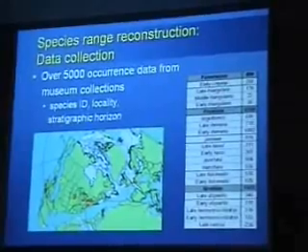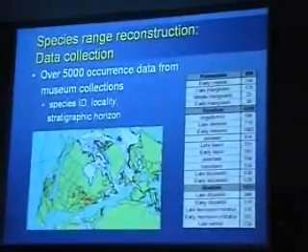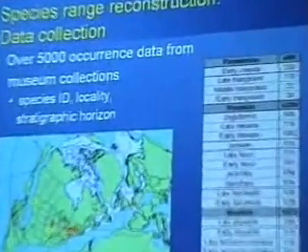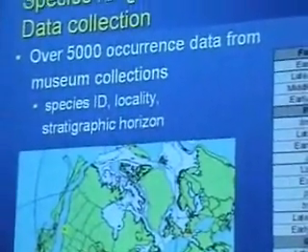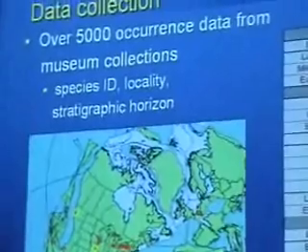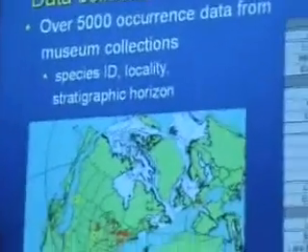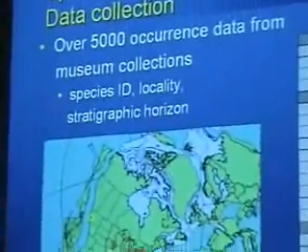From those collections, you can get a couple things: species ID, the location, and the stratigraphic unit that those particular species came from. So just to give you a sense of the data, that's kind of how it plays out in terms of spatial extent. Here's where all the different species live. We're going to be focusing on North America.